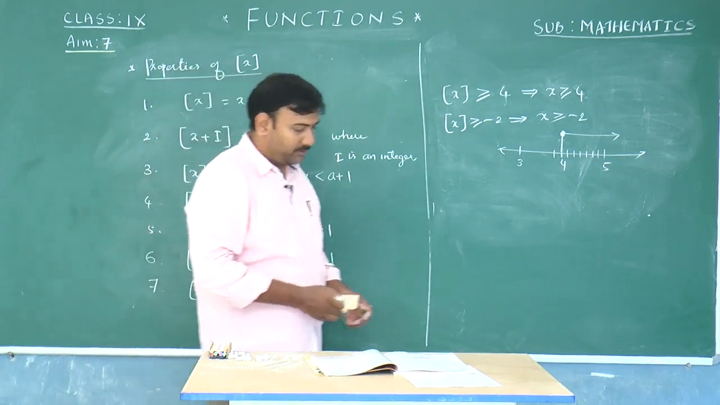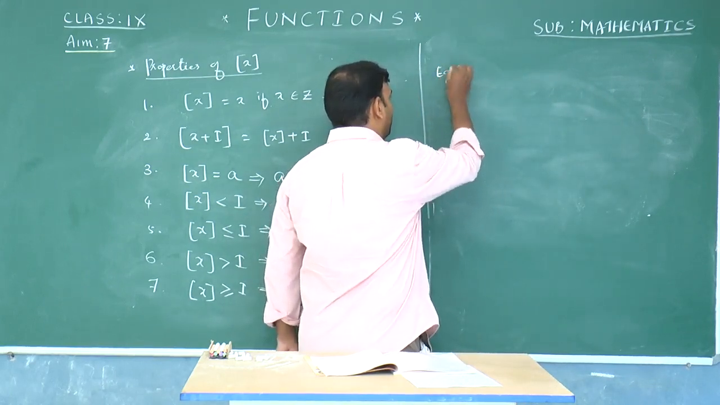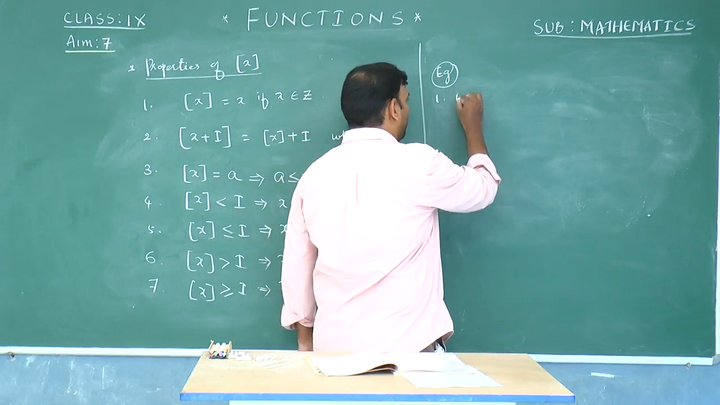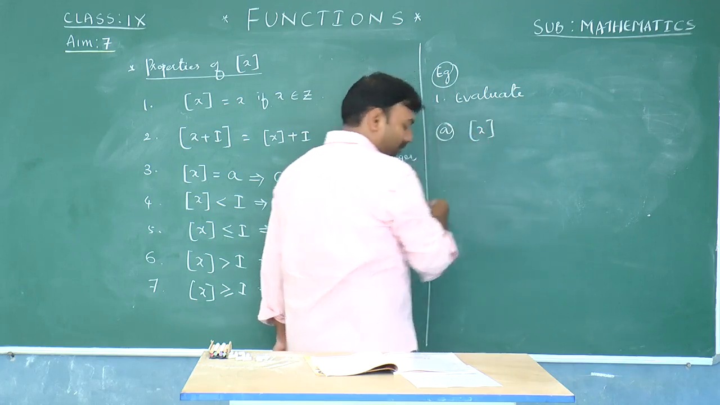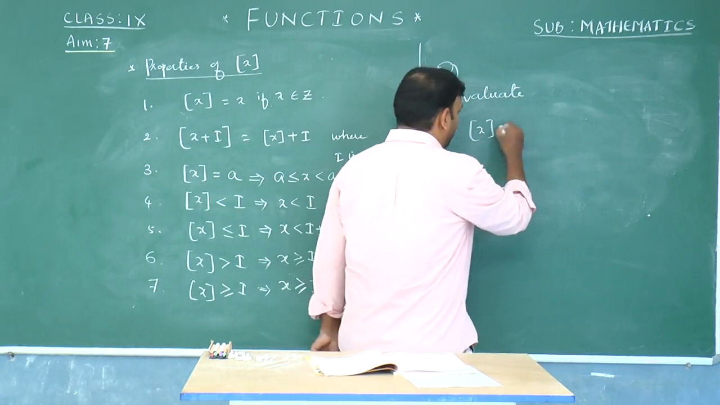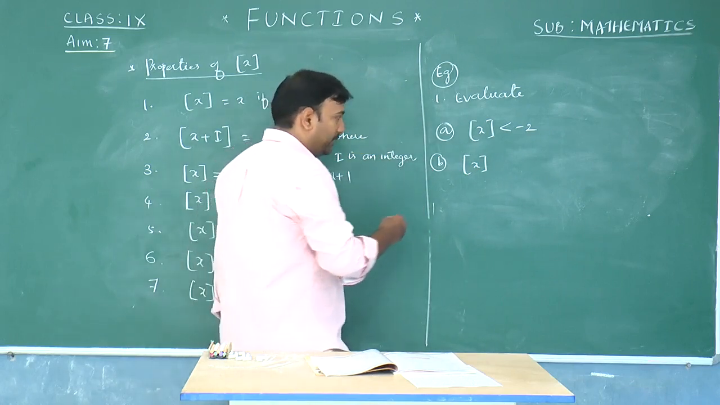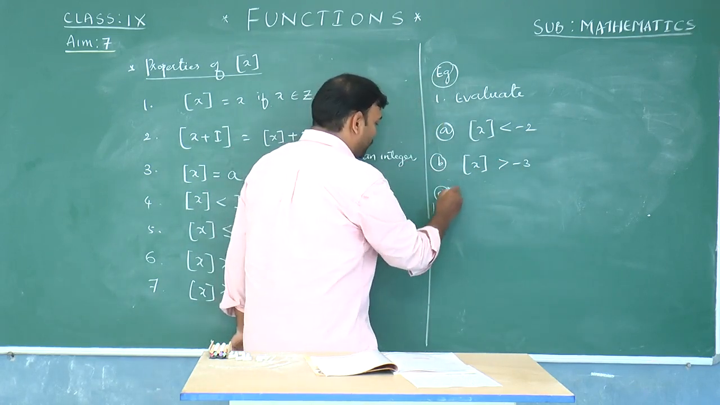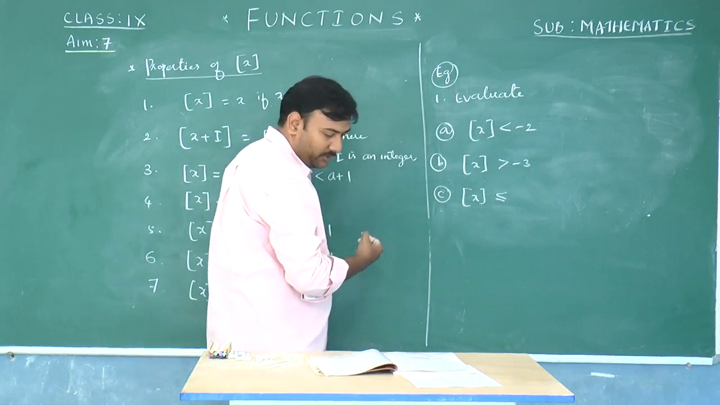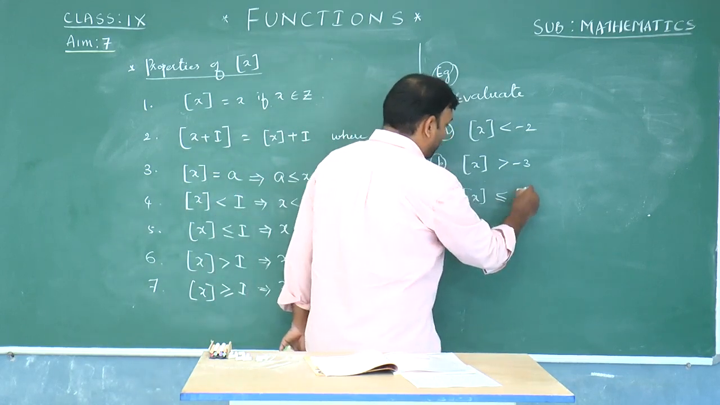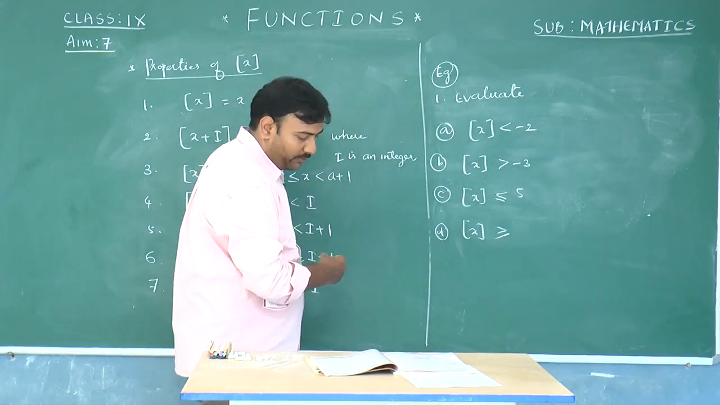Say they ask you about the solution. They asked you some questions. Say he asked to evaluate step x less than minus 2, and the second one he asked you to evaluate step x greater than minus 3, and the third one they asked you to evaluate step x less than or equal to 5, and lastly he asked you to simplify or evaluate the value of step x greater than or equal to minus 1.